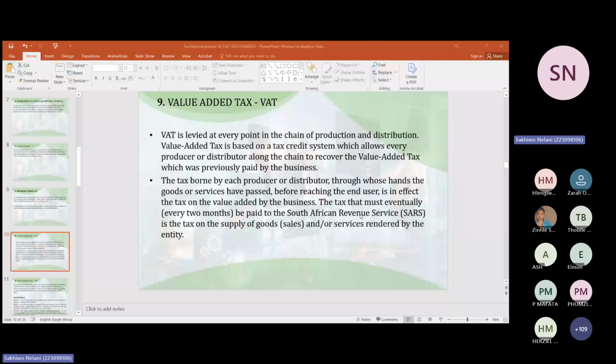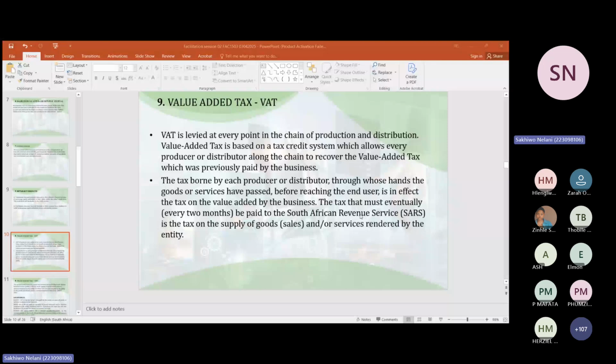Equally, if you buy these items from your suppliers, at 200, you also have to calculate your VAT component. The VAT component will be 30 Rand in that context. Therefore, you pay 230 in that context.